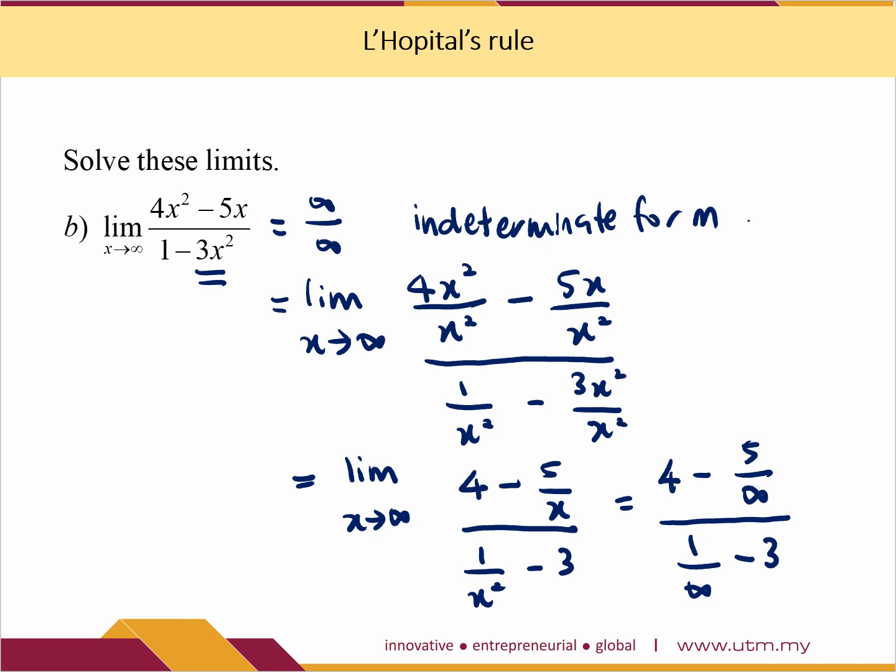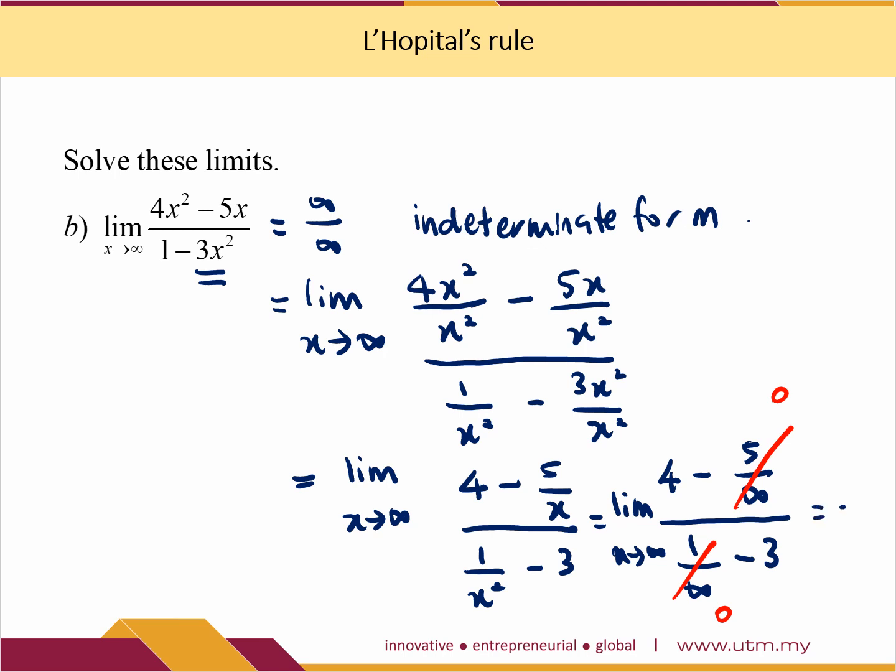Okay, I just want to correct what I said just now. The limit of any number divided by infinity would be equal to 0. So here I will still write the limit of x approaching infinity. The limit of 5 over infinity would be equal to 0, and 1 over infinity is equal to 0.